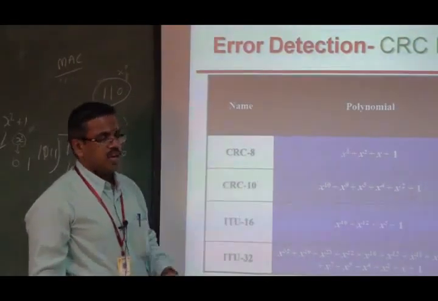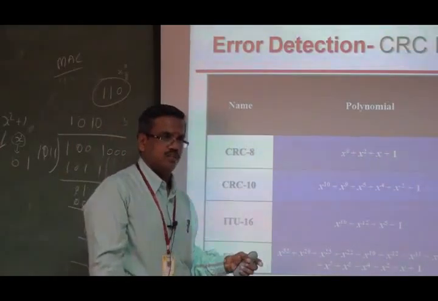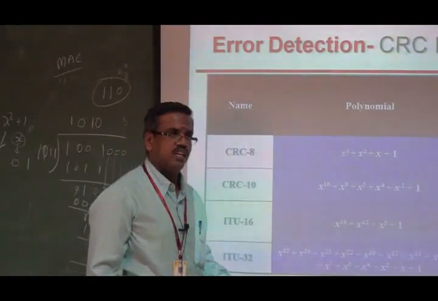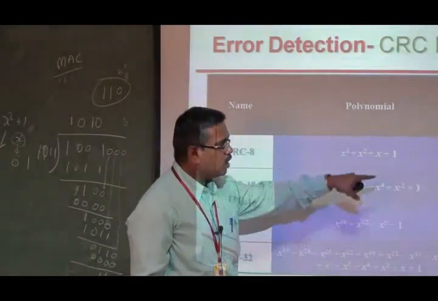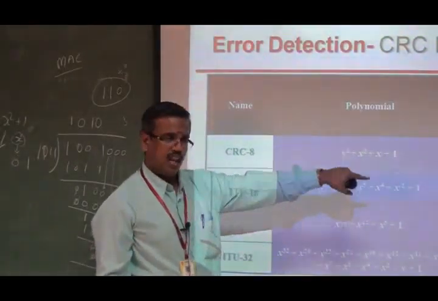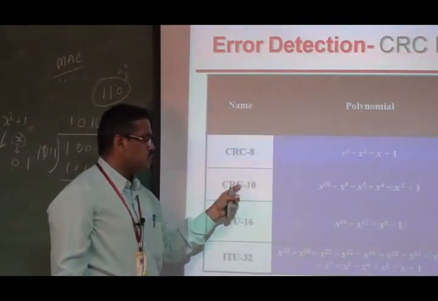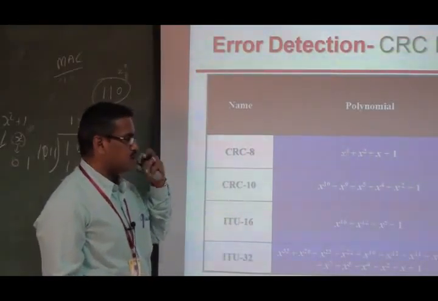And ATM AAL. ATM here is not the ATM card you are using. It is not like that. It is a high speed network, asynchronous transfer mode network. In this high speed network you have one layer, the ATM adaptation layer. To perform that layer's functionality you need to use CRC-10. This standard CRC you have to use there.